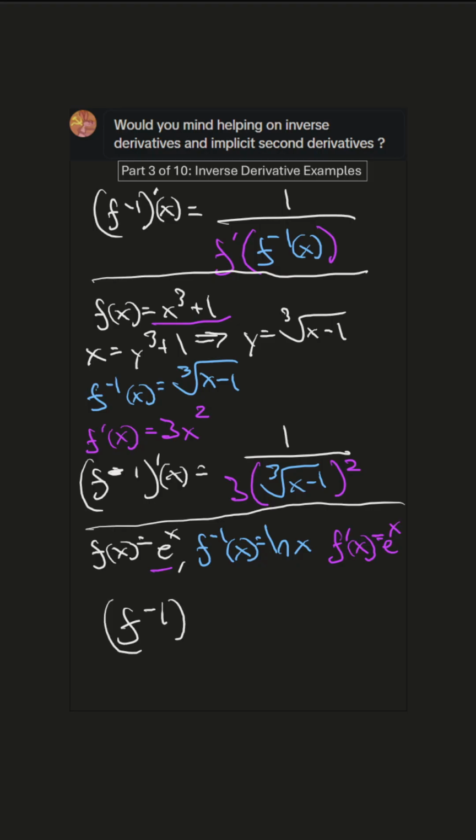F inverse prime of x equals 1 over, let's do the inside, that's ln x, and then we do the outside, we take e to that power, and the final answer is 1 over x, because e to the ln x is just x.